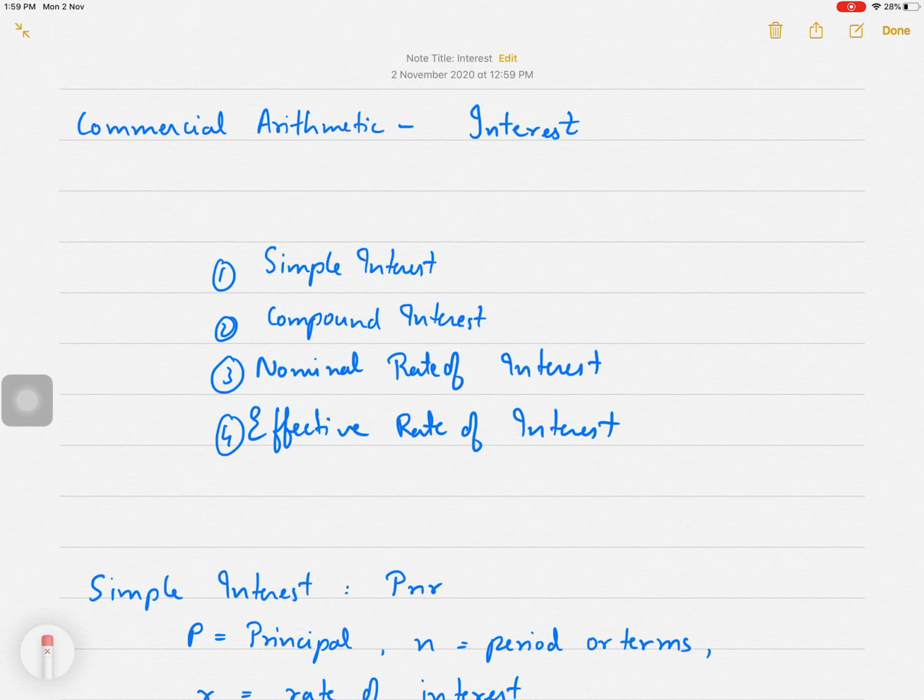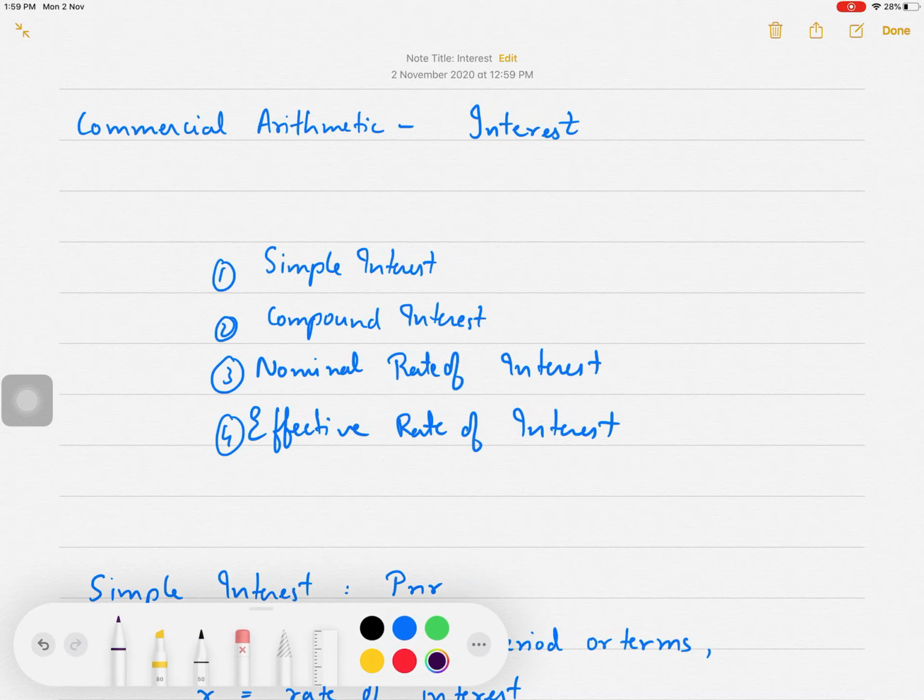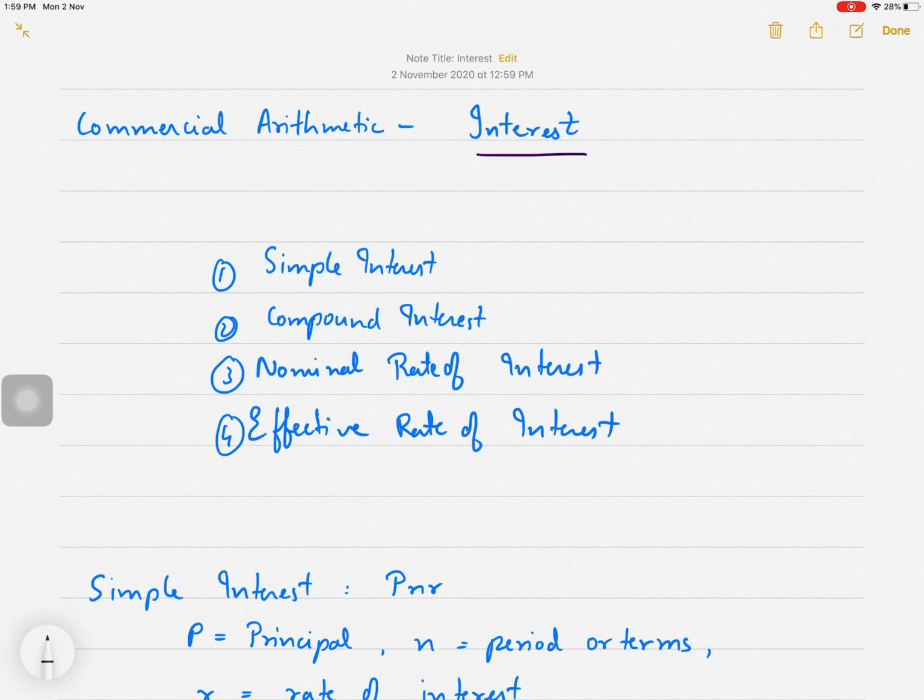Hello students, let's study the fourth part of the chapter, which is interest. Under interest, there are again four parts: simple interest, compound interest, nominal rate of interest, and effective rate of interest. First we'll solve problems of compound interest and simple interest, and then we'll see the other part.